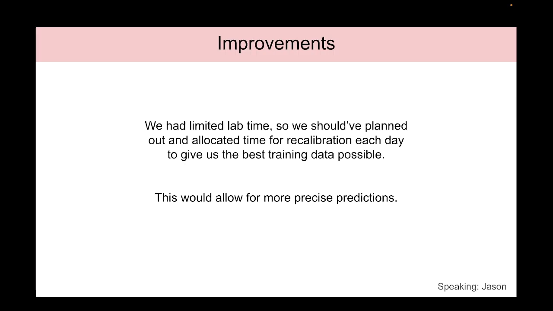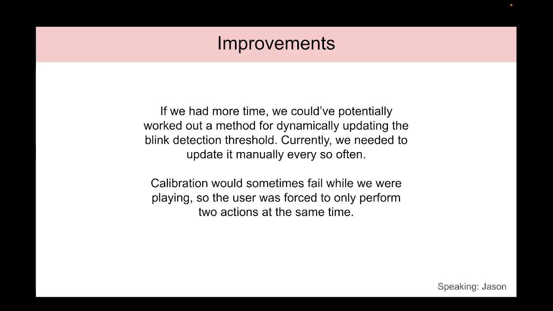To improve our process, with the limited lab time, we should have allocated some time for recalibration each day, training the model specifically for the cap setup on that day. This would have led to more precise predictions. With more time, we could have implemented a dynamically updating blink detection threshold as well. This way, when the cap shifted slightly while playing the game, the threshold would update to take into account the current EEG signals from the FP1 and FP2 channels.